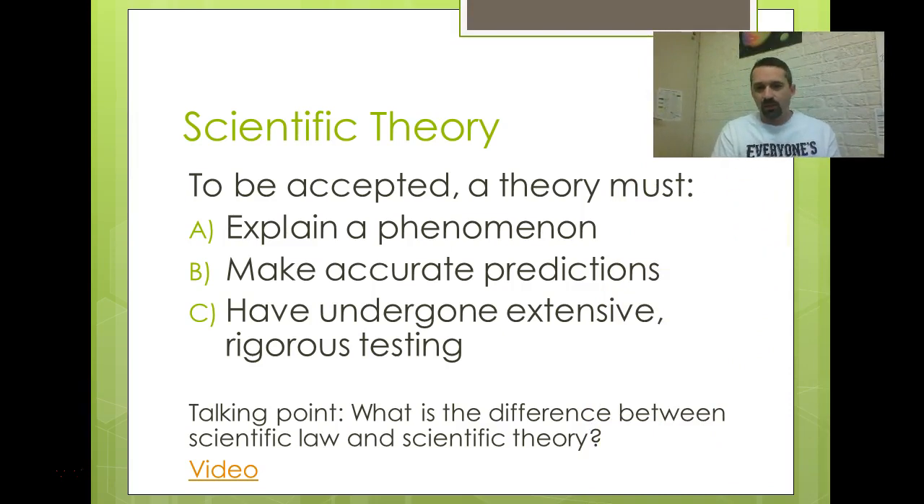Anyway, the scientific theory. To be accepted, a scientific theory must do three things. It has to do all three of these things for it to be a scientific theory. First, it must explain a phenomenon, so it must explain something that happens in the world. Second, it has to make accurate predictions. And then finally, it has to have undergone extensive, rigorous testing. Now, let's break each one of those down.